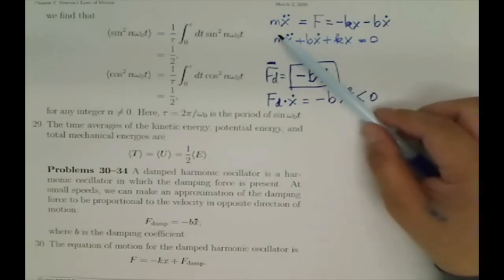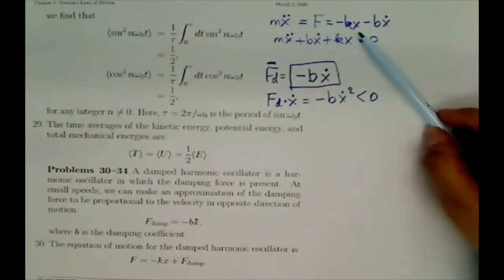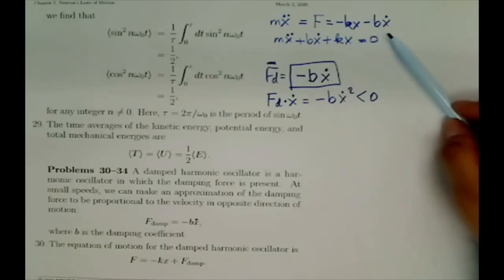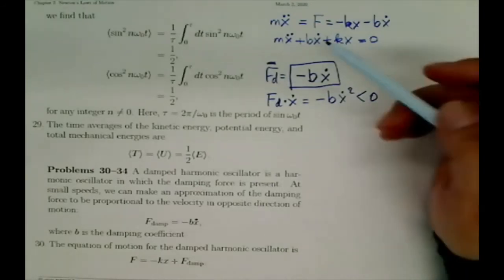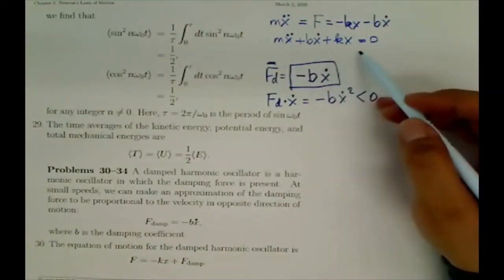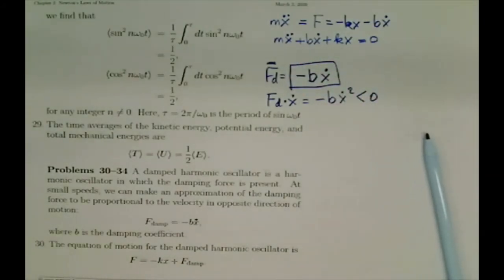F equals ma, and F equals the harmonic oscillator's restoring force, minus kx, and the damping force, minus bx dot. So removing F and combining the left-hand side and right-hand side into a single piece, we find that mx double dot plus bx dot plus kx equals 0. This is a second order linear differential equation, and the right-hand side equals 0, so it is a homogeneous second order linear differential equation.